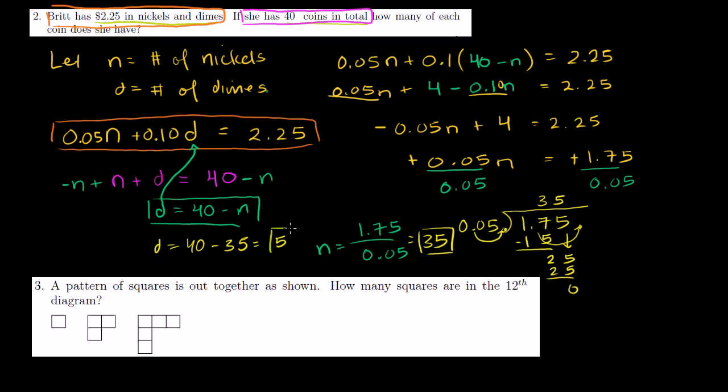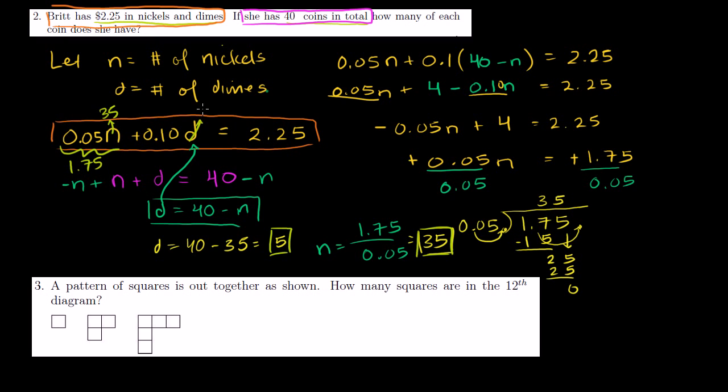We have 5 dimes and 35 nickels. And just to verify that that actually does make sense, 35 nickels are going to be worth how much? Well, 35 times 5 cents is going to get us to 175 cents, or $1.75. So this times 35, that is going to be $1.75 in nickels, right? 35 times 5, or times 0.05, depending on how you view it.